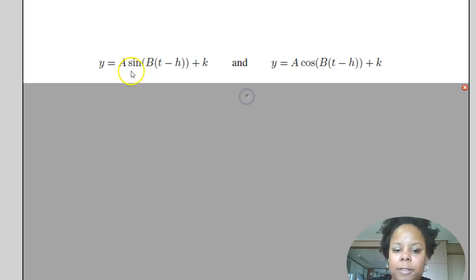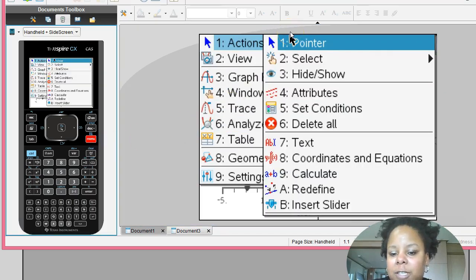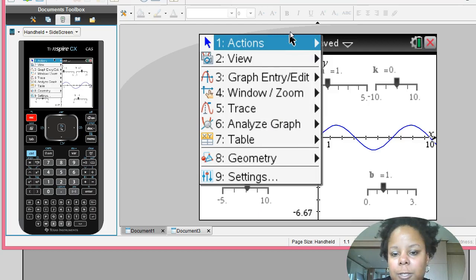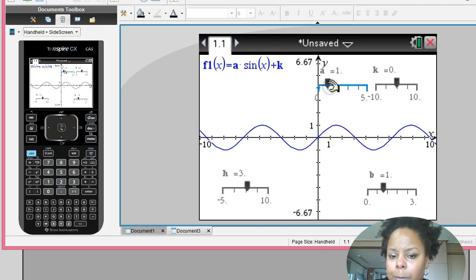So we're going to look at how each of these parameters affects the graph when we change them. Let's take a look at our Inspire. I've created a graph file, and I've created sliders by going to Menu, and under Actions at the very bottom it says Insert Sliders. Our sliders are for a, b, h, and k that we saw previously. I'm going to first change a. Right now a is 1. Let's see what happens when I change a.